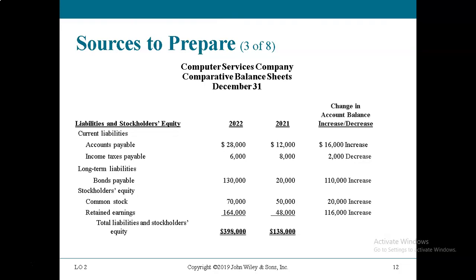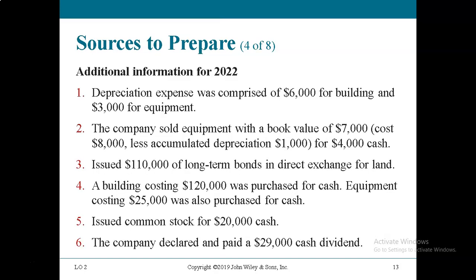Now, this is the rest of the comparative balance sheet. This is the liabilities and stockholders' equity section. Here's the additional information. Additional information typically just gives you more detail that you wouldn't be able to see on an income statement or balance sheet. For example, let's look at number 4. It says that you have a building which cost $120,000 that you purchased for cash, and equipment which cost $25,000 and that was purchased for cash.